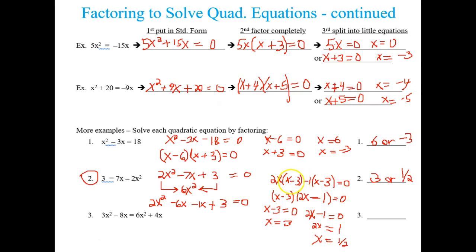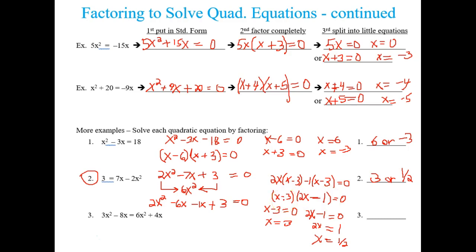So then I have a common binomial factor, x minus 3, that's in both of the bigger terms. And I pull that out to the front. So I've got x minus 3. And then in parentheses, what's left over, I've got 2x and a minus 1. So the factoring is x minus 3, 2x minus 1.